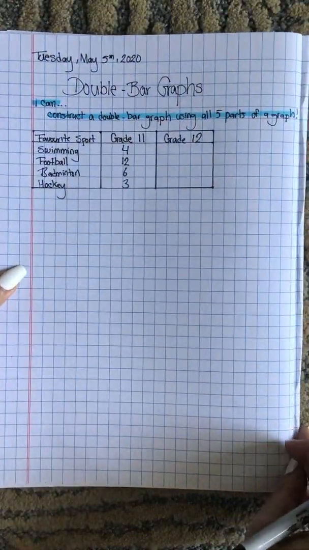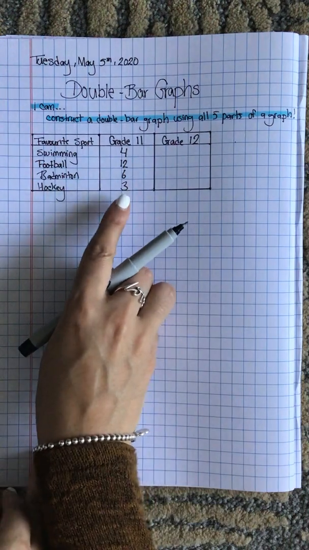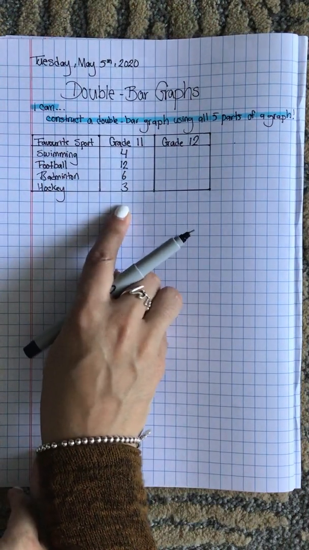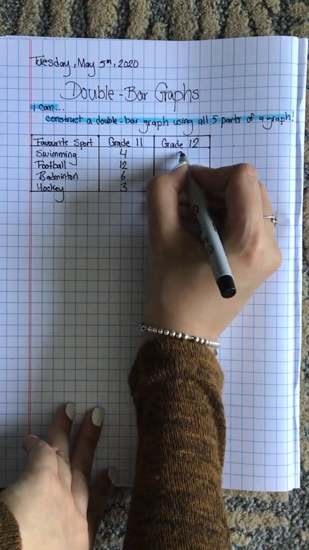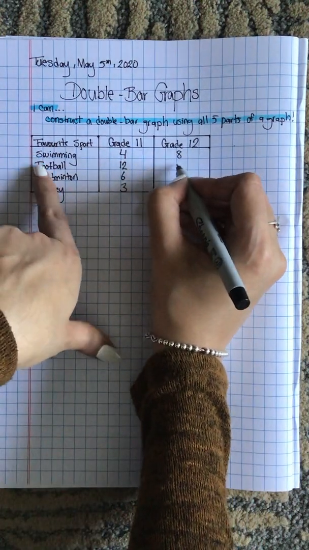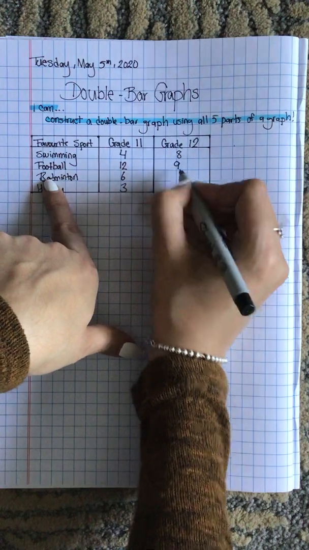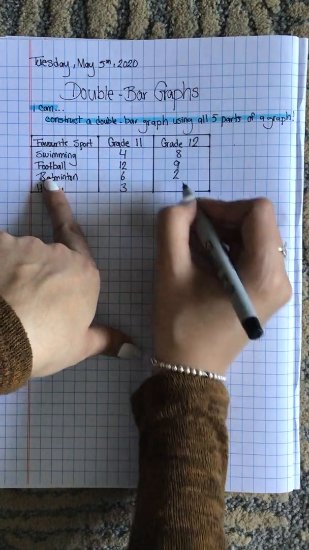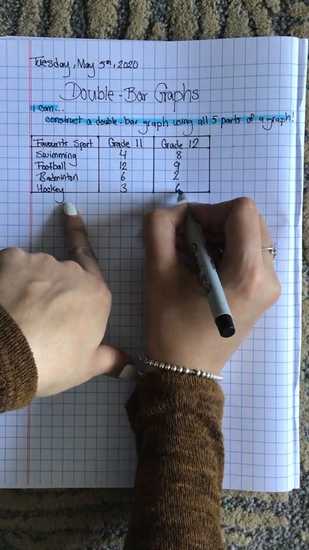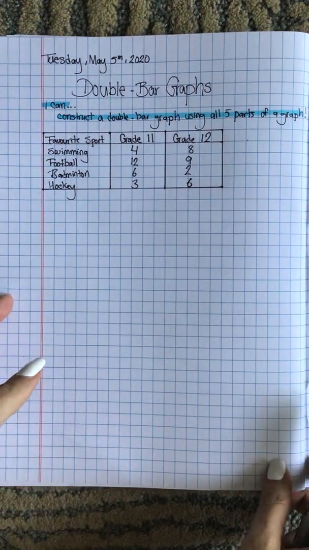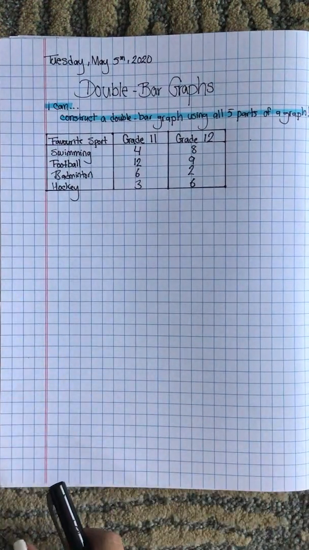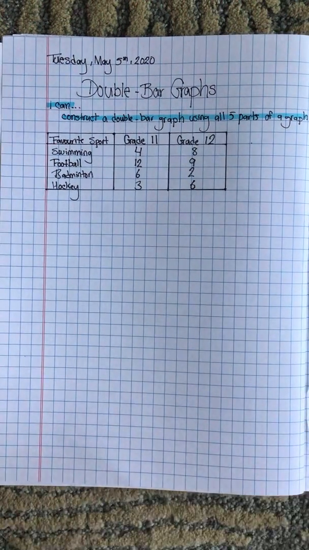So in this example, I want to compare the favorite sports of grade 11 students and then grade 12 students. Let's say for grade 12, 8 students like swimming, 9 students like football, 2 students like badminton, and 6 students like hockey. That's my new addition, but everything else is still going to be the same.